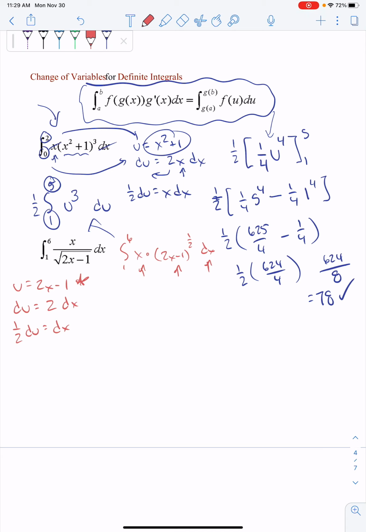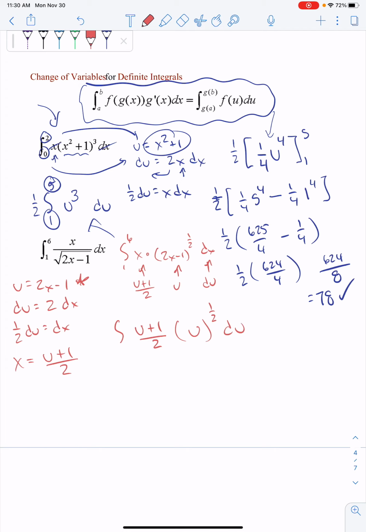I'm trying to get rid of all my x's and plug in u's. So u equals 2x minus 1. I can solve that for x, and I end up with x equals (u plus 1) divided by 2. Now I can plug that in for x. So this is my (u plus 1) over 2, this is my u, and this is just going to be my du. So now I'm taking the integral of (u plus 1) over 2 multiplied by u to the 1/2 du.